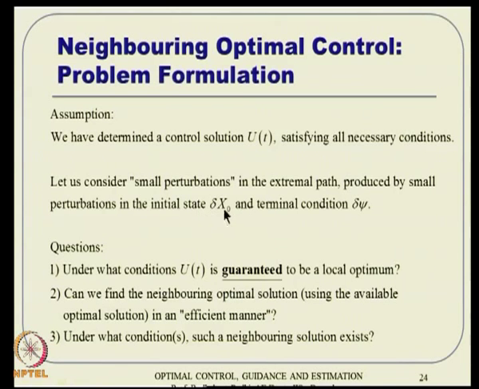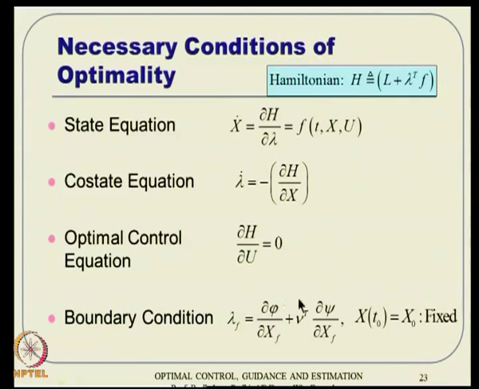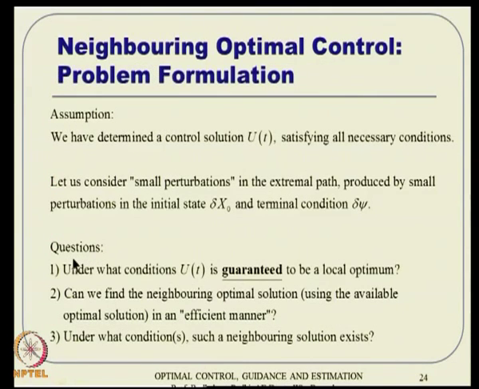So, what happened is there was some small perturbation that produced a small perturbation in the initial state and a terminal condition d psi also, whatever you are talking about here. Now, the question is something like this: under what condition is u star guaranteed to be a local optimum first of all, and then if it is, can we find a neighboring optimal solution in an efficient manner?